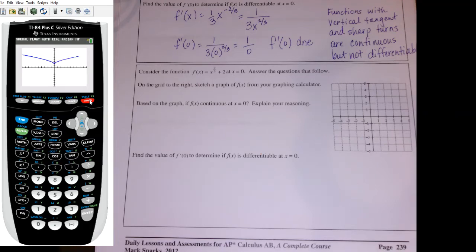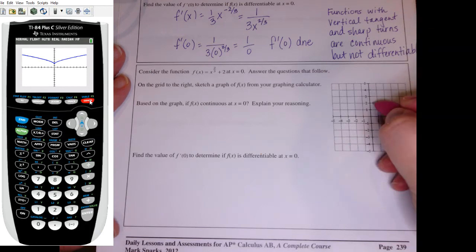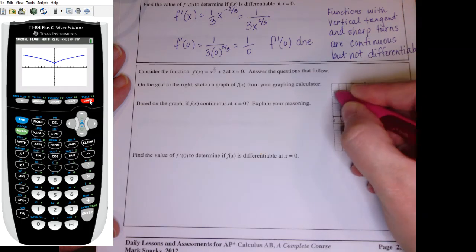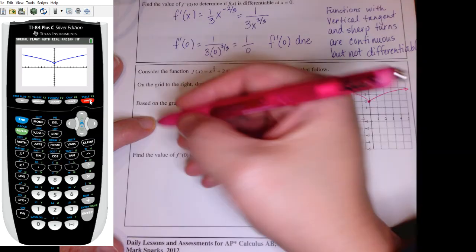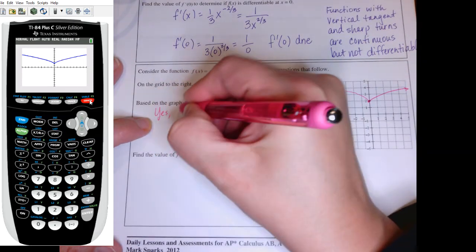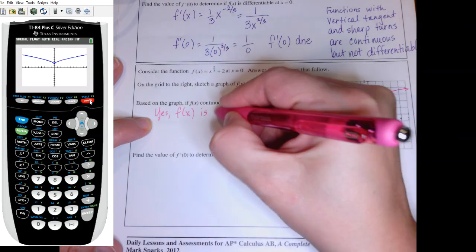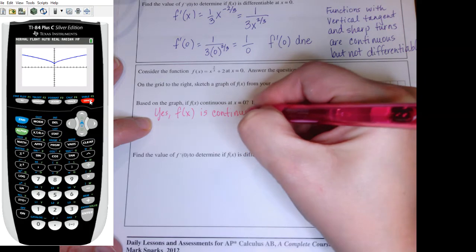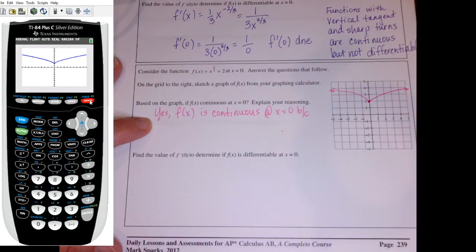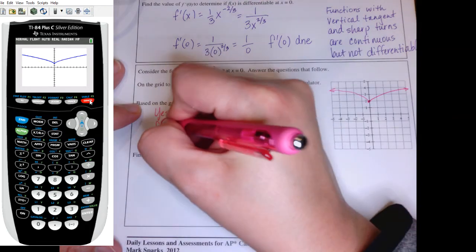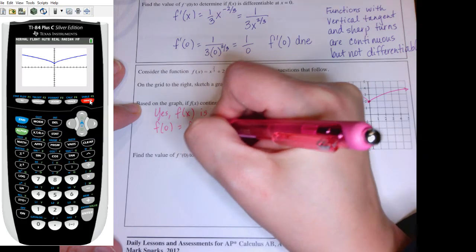Looks very, very similar, right? Mine's sketch is not perfect, but that's okay. So let's answer the question. Is it continuous? The answer is yes. F of x is continuous at x equals 0 because same reason, right? The function at 0 equals the limit as x approaches 0.